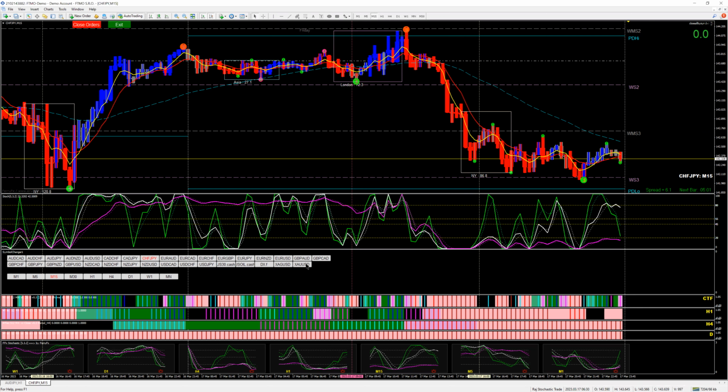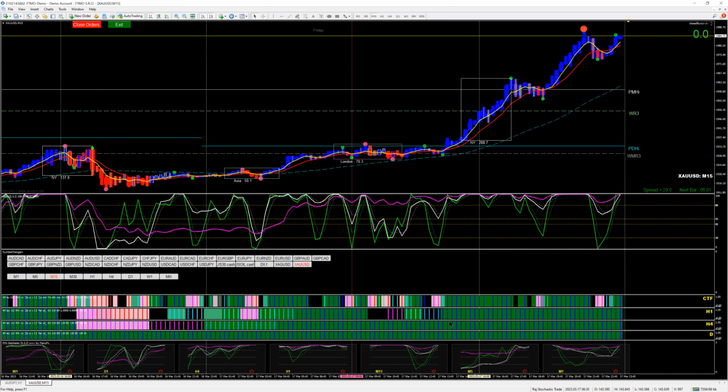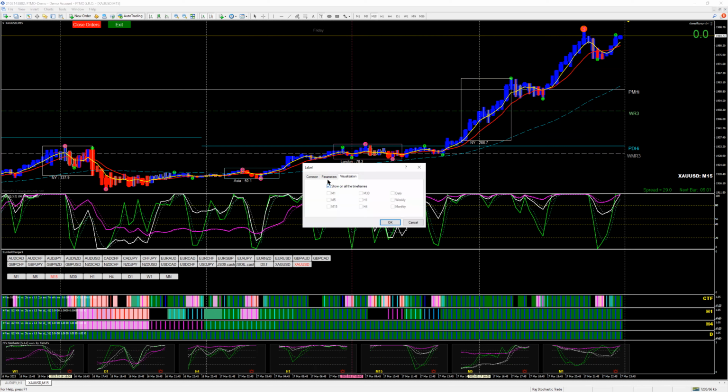First thing I'm going to look at is gold. And this is where I usually come in. This is the Euro Open. So gold is a buy. I'm going to note that down. Just note it down over here. Gold buy.